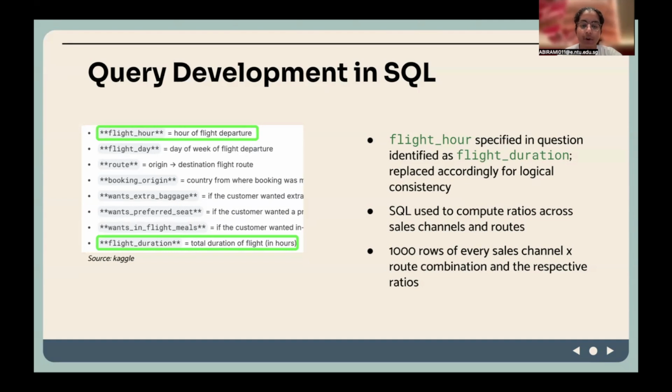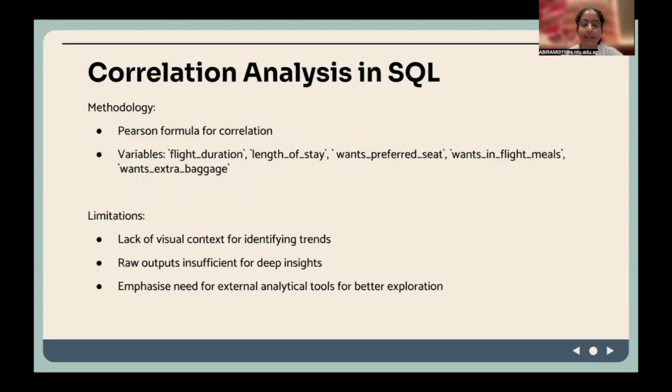Ratios were calculated for combinations of sales channels, resulting in over 1,000 rows. Each row represented one combination of the respective computed ratios. SQL effectively computed these values, but it lacks inbuilt visualization tools like Python and R, which results in a limited interpretation of the results. So one method we tried for finding the correlations between the values is applying the Pearson formula to compute linear relationships between variables like flight duration, length of stay, and the customer preferences.